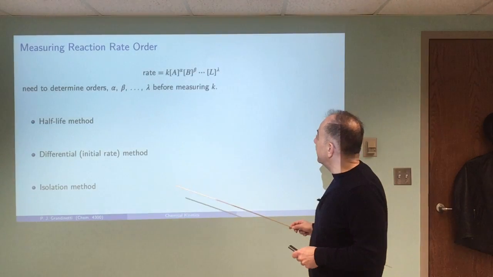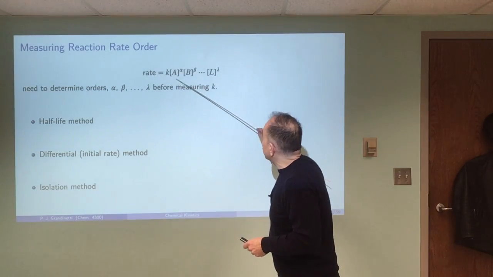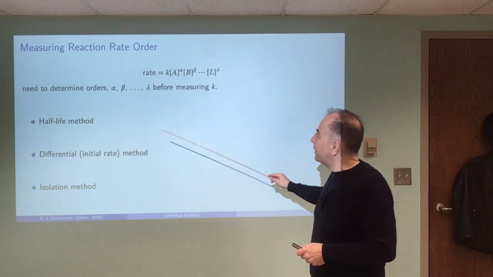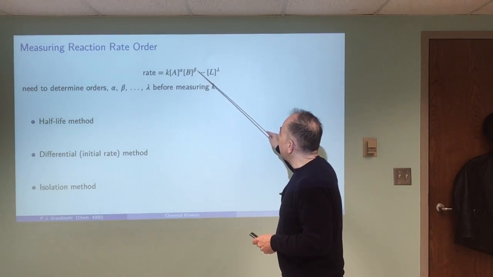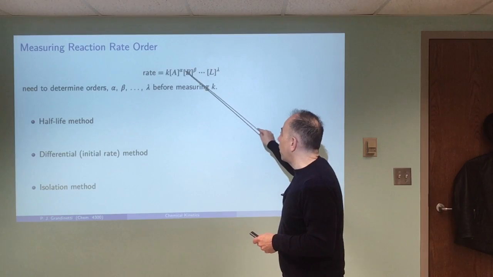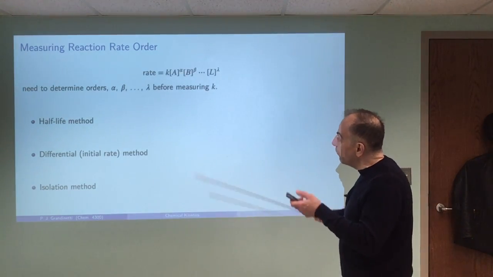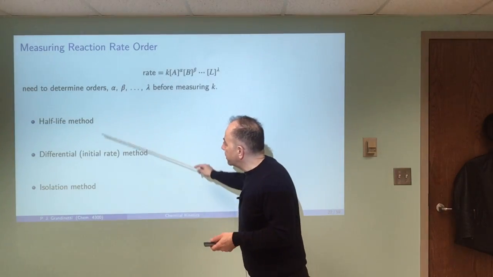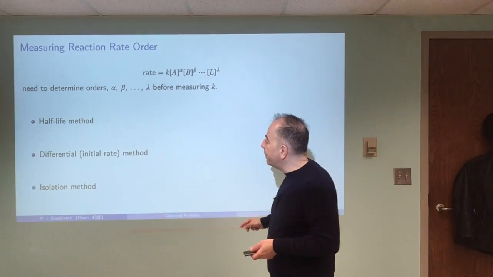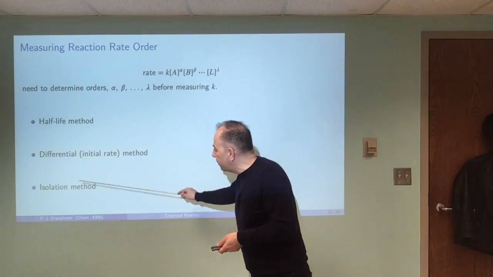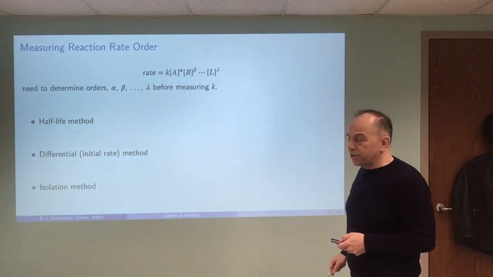rate constant in it. So what we're after here is we want to know for each of the species involved in the reaction, what are the exponents here, the orders or the partial orders for each one of these species present in the reaction. And we're going to look at three different approaches here. One is called the half-life method, another one's called the differential initial rate method, and then we'll build on that one to form what's called the isolation method.